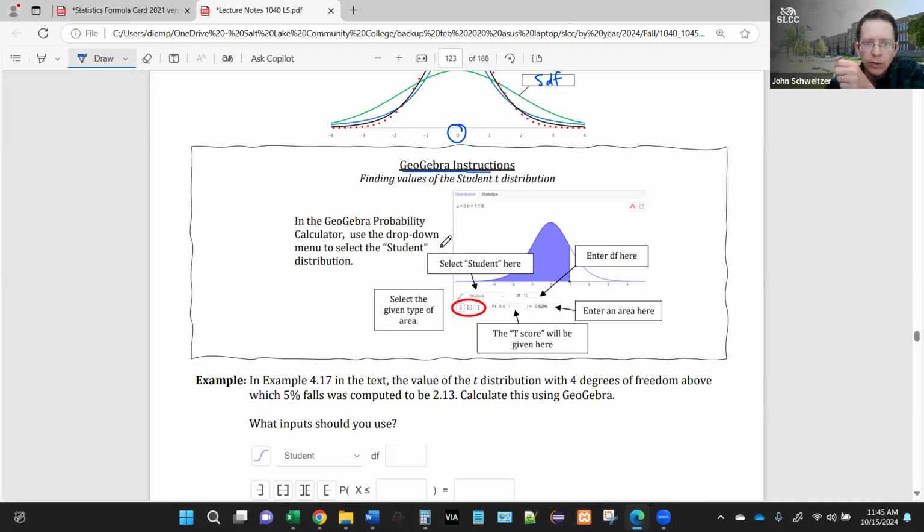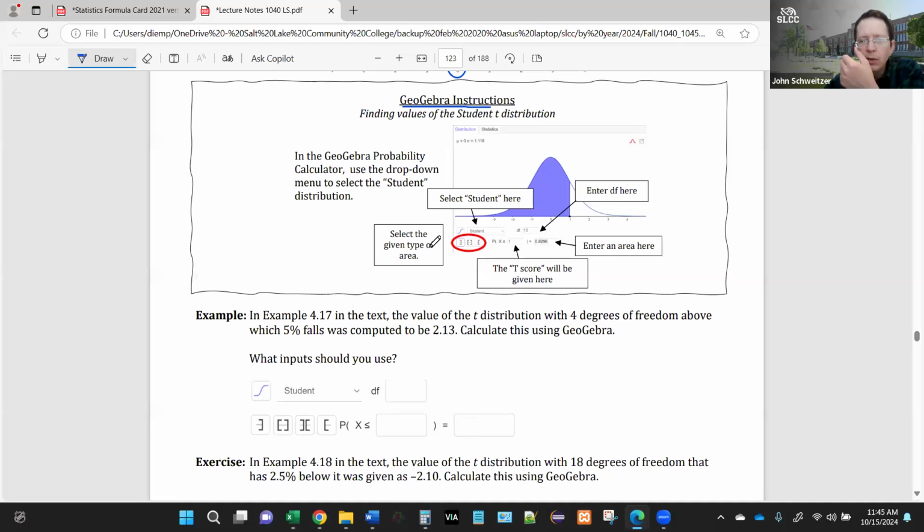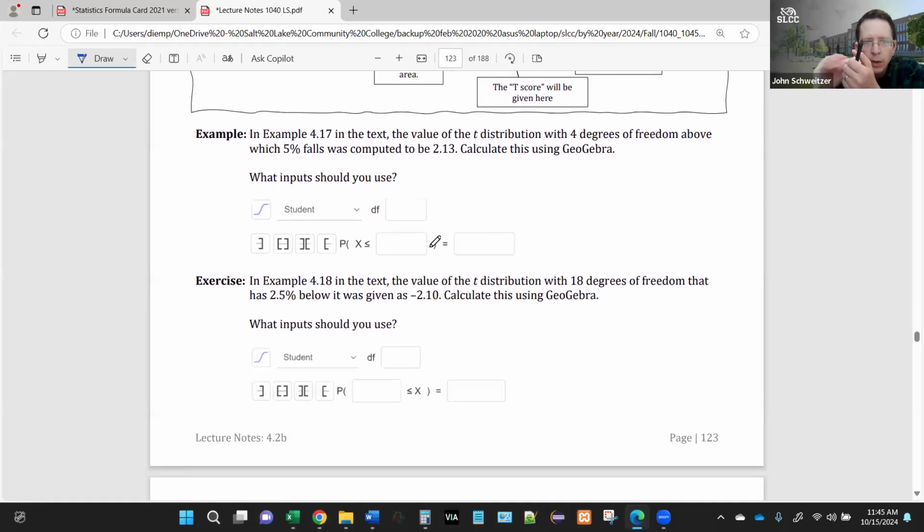The directions are here in the lecture notes. We also have videos for all of the GeoGebra stuff on our YouTube channel, so you can feel free to watch that if you need some extra help on that. So let me show you how to do it.